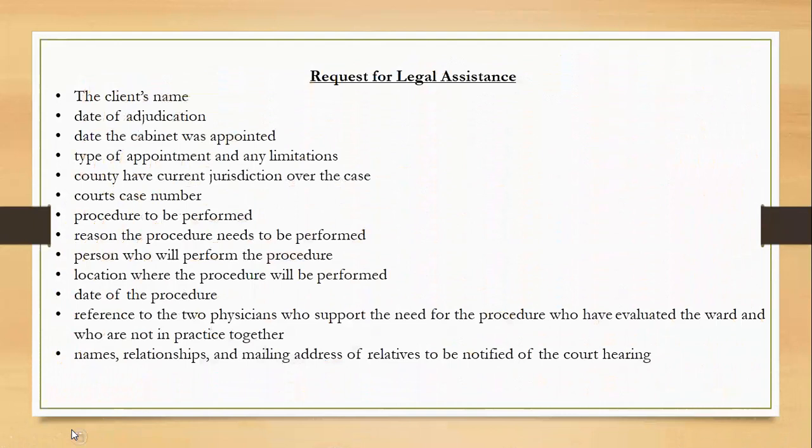The guardian shall then prepare a written request for legal assistance with the OLS in anticipation of a motion and order that includes the client's name, date of adjudication, date the guardian was appointed, type of appointment and any limitations, county of current jurisdiction, court's case number, procedure to be performed, reason the procedure needs to be performed, person who will perform the procedure, location where the procedure will be performed, date of the procedure, reference to the two physicians who support the need for the procedure who have evaluated the ward and who are not in practice together, names, relationships, and mailing addresses of relatives to be notified of the court hearing.